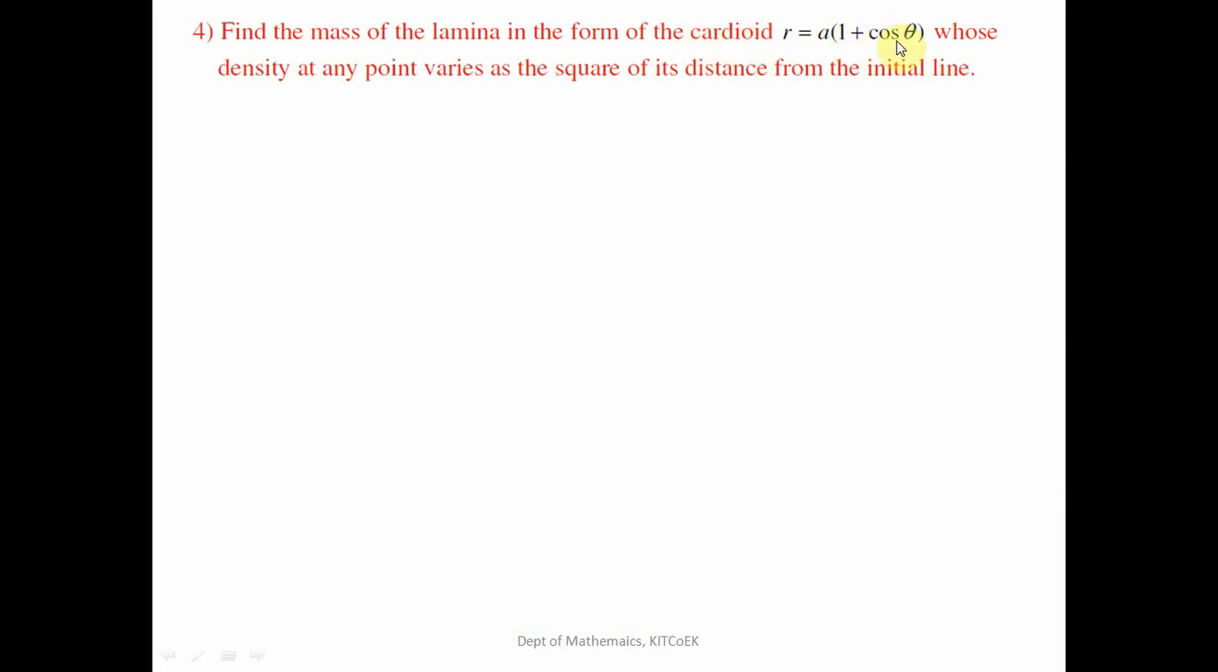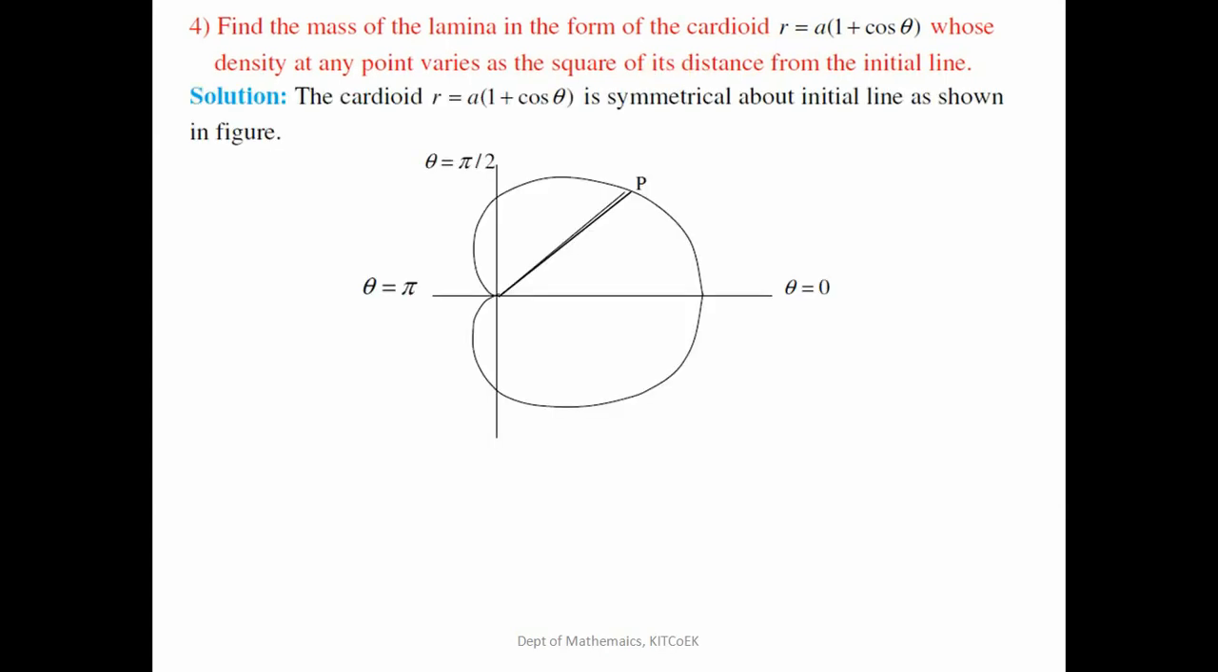The equation of the boundary curve of the lamina is given in polar form now. So therefore, to calculate the mass of this lamina, we will need to use the second formula. So before that, we will draw the rough sketch of the region, which is the cardioid r equal to a into (1 plus cos theta). We know that this cardioid is symmetrical about initial line as shown in this figure. It is symmetrical about initial line.